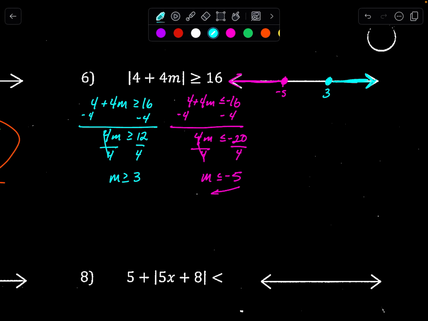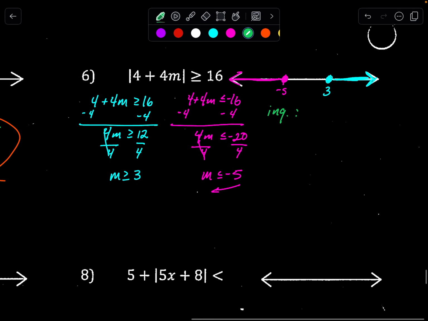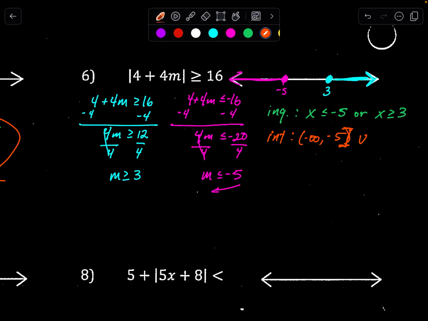Okay? So, now we can write out our inequality. It's going to be x is less than or equal to negative 5, or x is greater than or equal to 3. For interval, we have negative infinity, comma, negative 5, bracketed, because it's an equal to, union, bracket, 3, comma, infinity. And there's your answers.